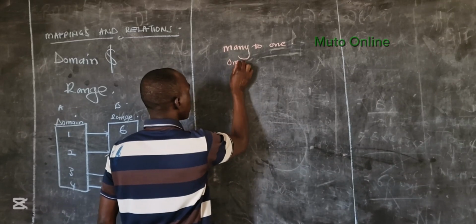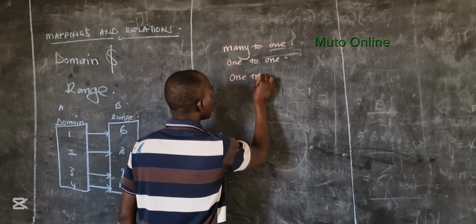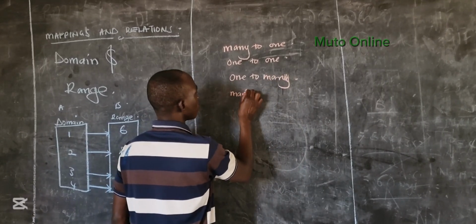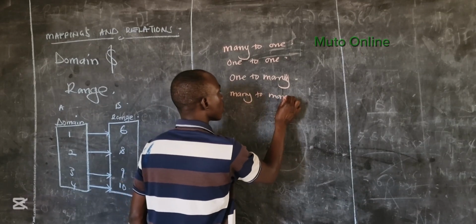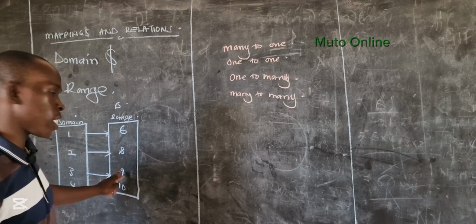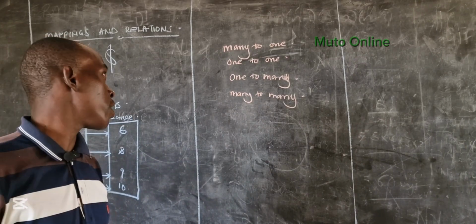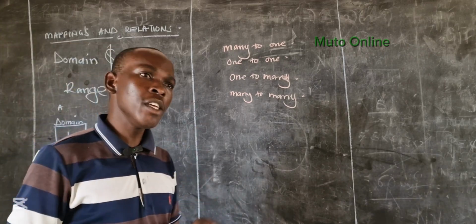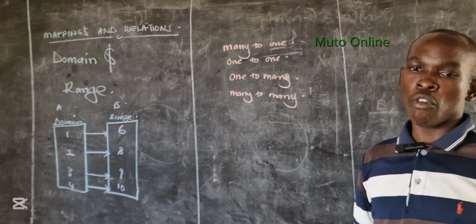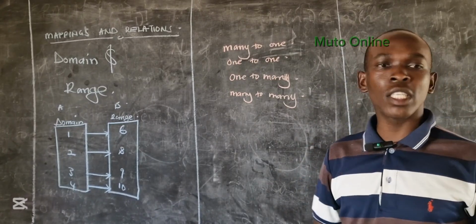Other types of mappings, we can have many to one. We had one to one, then we can have one to many, and then we can have many to many. Now, for one to one, we will say that every member in the domain part goes with only one member in the range. How about many to one? Many to one simply means that more than one member in the domain will go with only and only one member in the range part.